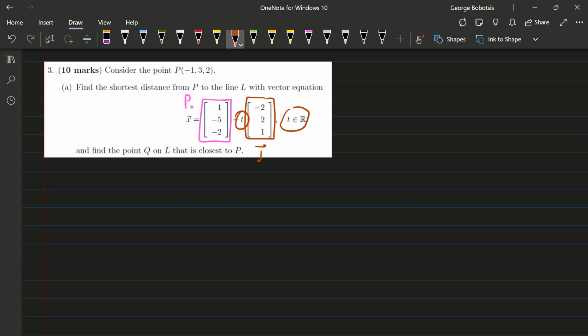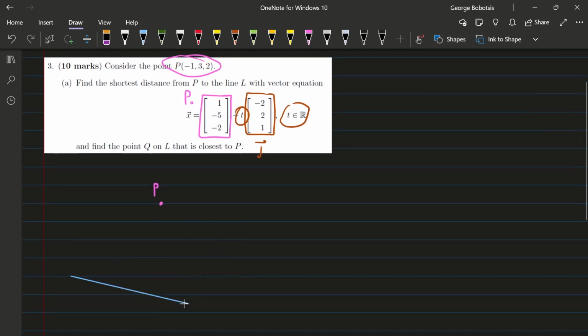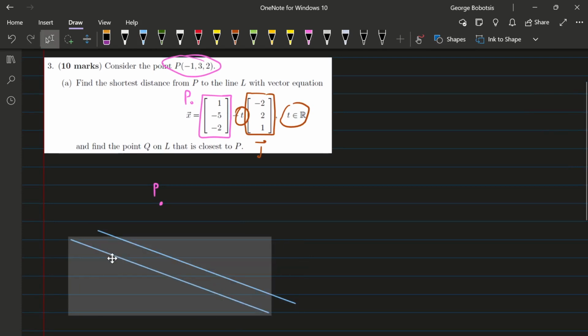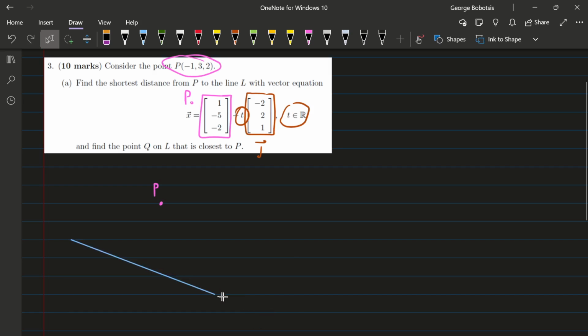Okay, so knowing this, let's give a little bit of a sketch of the situation. You have some random point P out there in space, and another random line over here. The orientation doesn't matter at all, by the way. I can make it like this without loss of generality. So just make an arbitrary sketch here of the two.